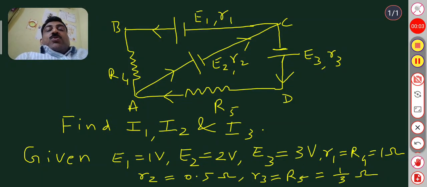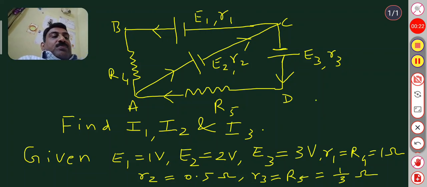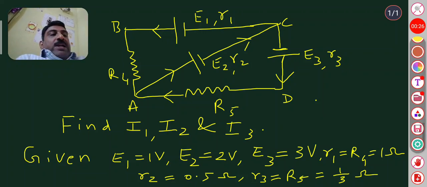So let's do this problem which is based on Kirchoff's law. Here you have been given a circuit, A, B, C, D, and you're asked to find what is the current in each of these three branches, I1, I2, and I3. So you're asked to find the value of I1, I2, and I3.